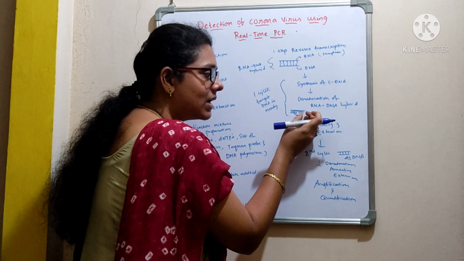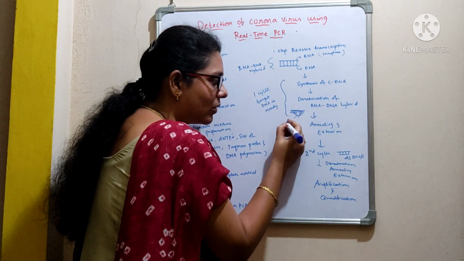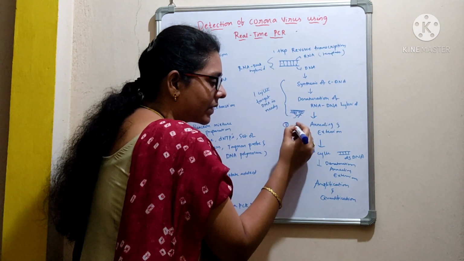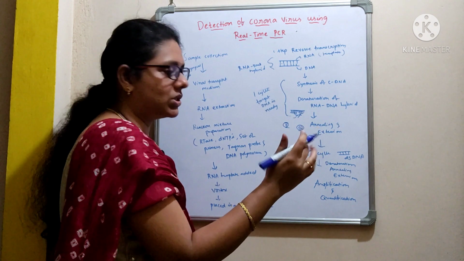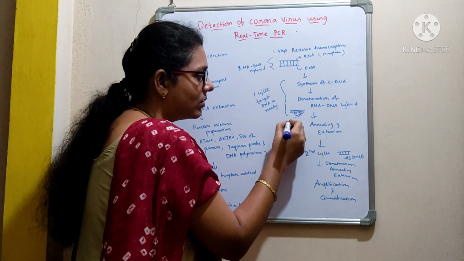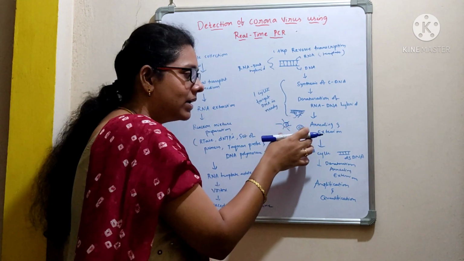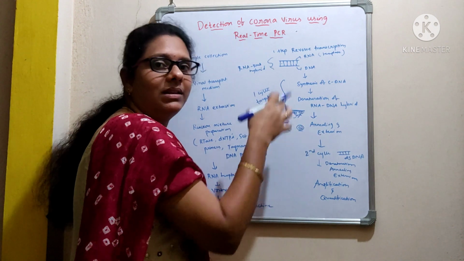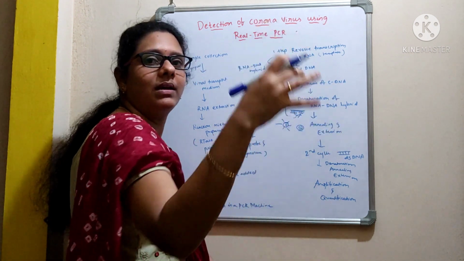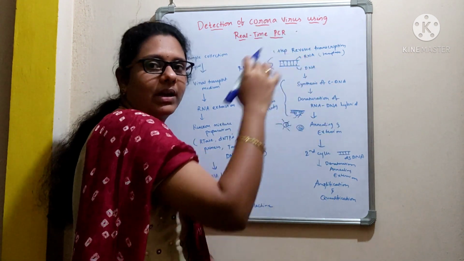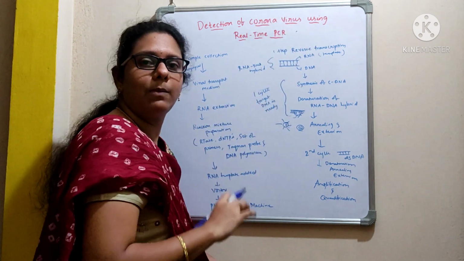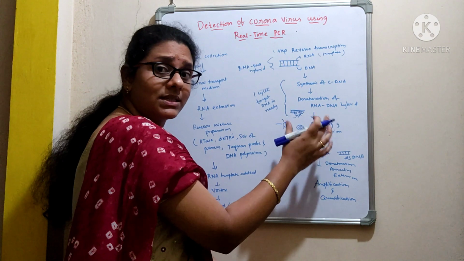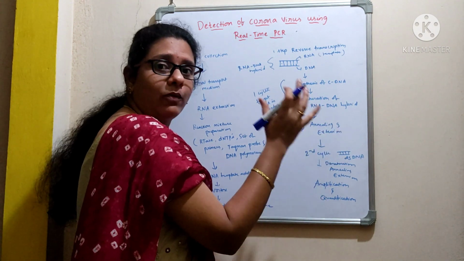As it possesses the exonuclease activity, it is going to break the TaqMan probe. So the quencher and the reporter are separated from each other. That is going to give fluorescence. It is going to emit the light, and that will be captured by the detectors or a camera that is present in the PCR machine. So this is up to cycle number 1.